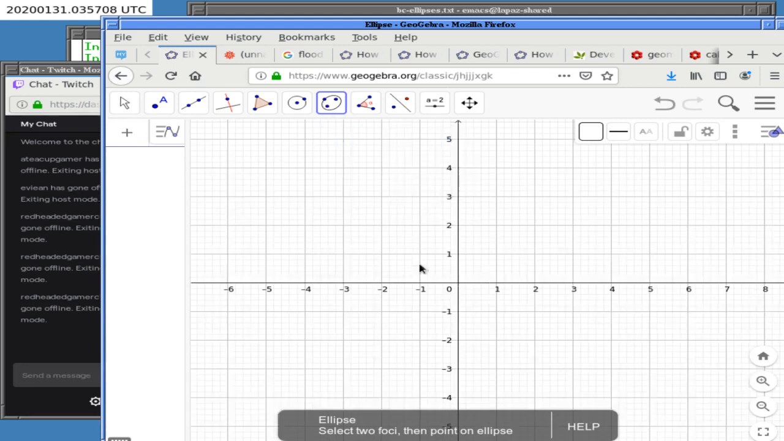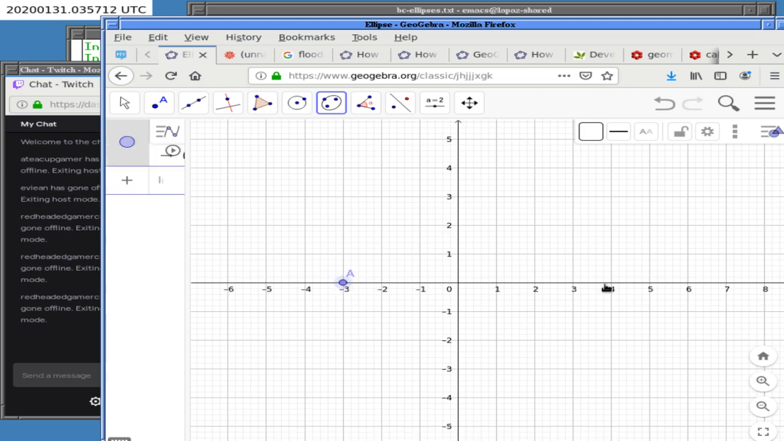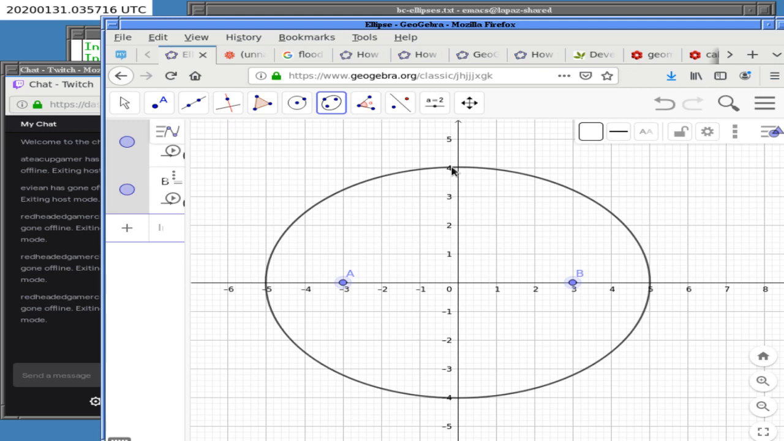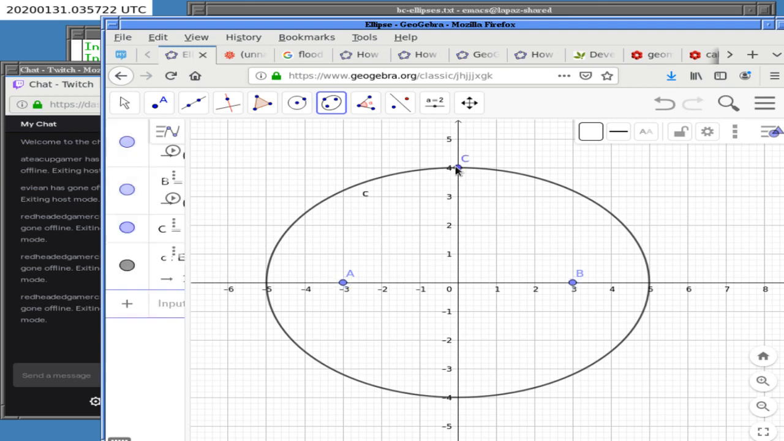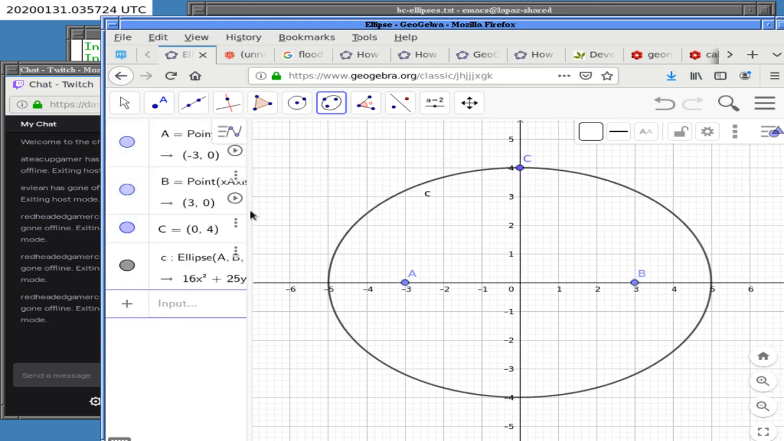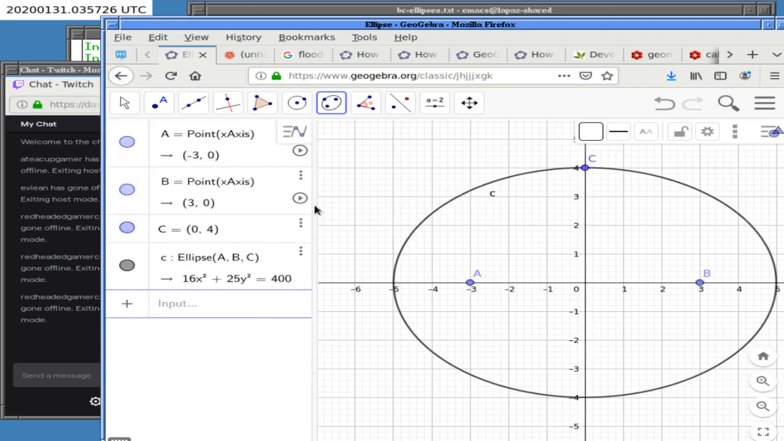Two foci, and then a point on the ellipse, so we'll make this our foci, this our foci. I think this is going to be the same ellipse we drew earlier, so it's not really super exciting. Oh, come on, why can't I get snapped to? There we go. Let's make sure these points are exactly, and whoa, that's the ellipse.